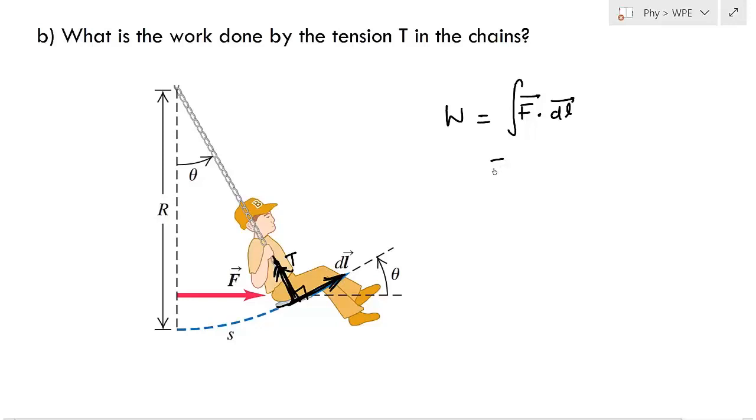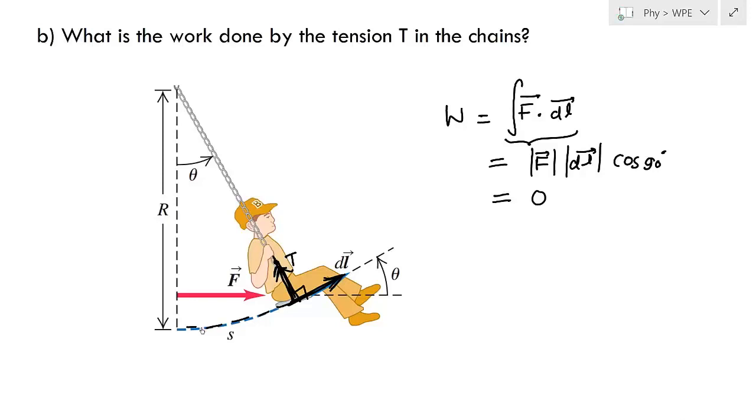So now if you use this, at each point you can calculate this. You can write magnitude of F and magnitude of dl if you consider a small length dl, and then cos 90 degrees. So in this case this work is 0. So if you consider any small dl length, in each case you will find 0 work done. So if you add all this, you will find total work done by the tension force is 0 in this case.